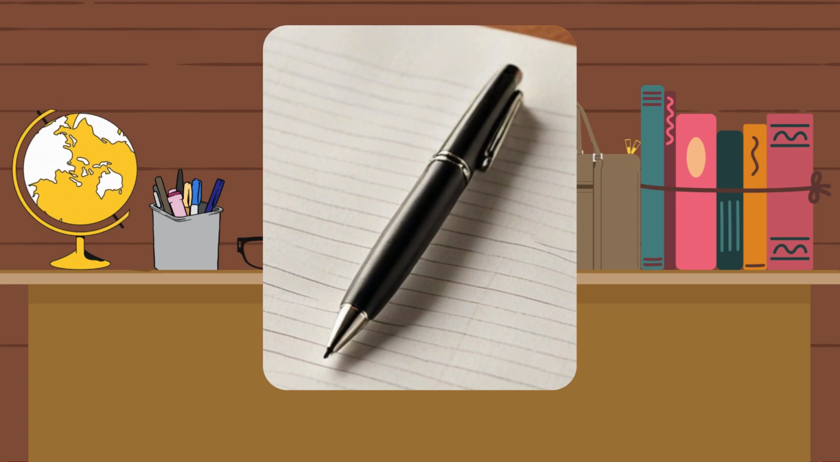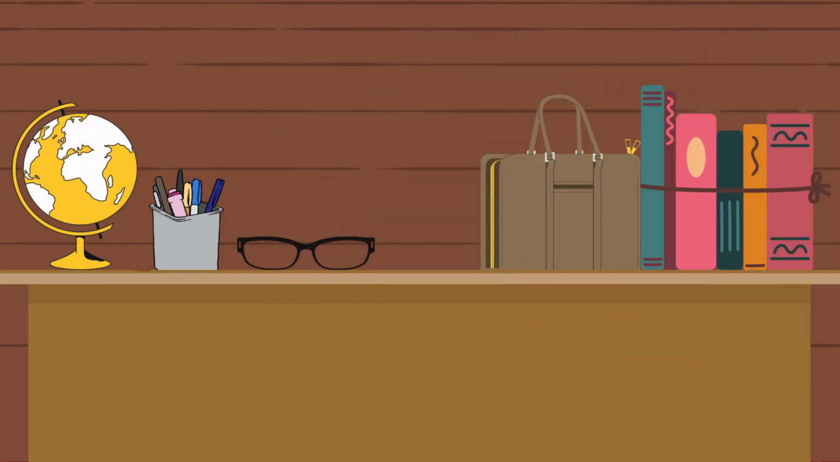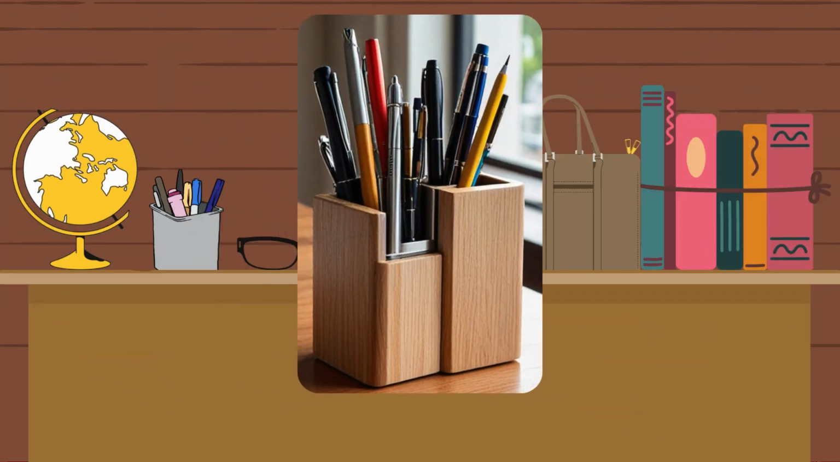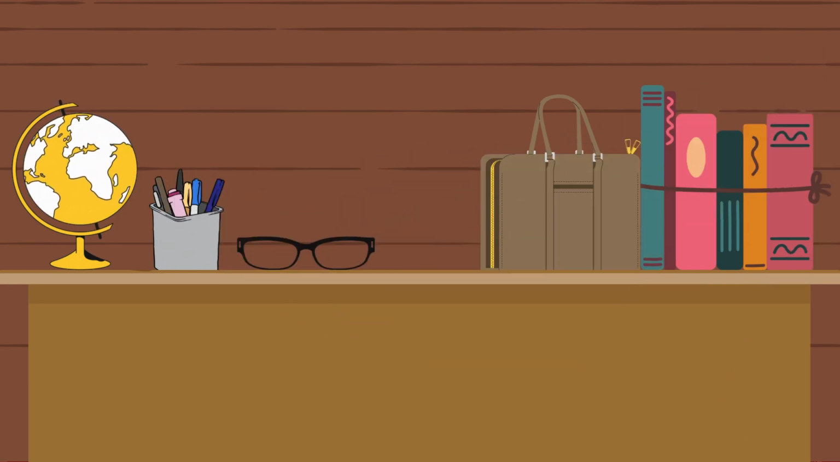What is this? This is a pen. What is this? This is a monitor. What is this? This is a pen holder. What is this? This is a keyboard.